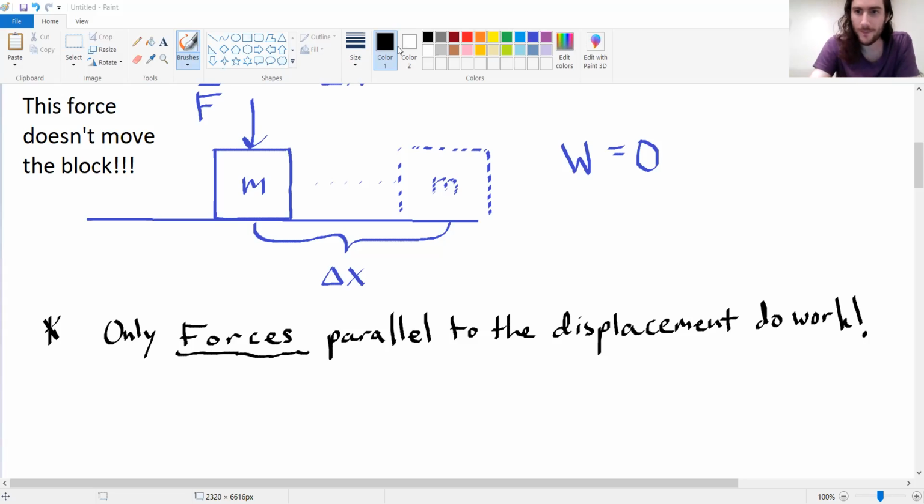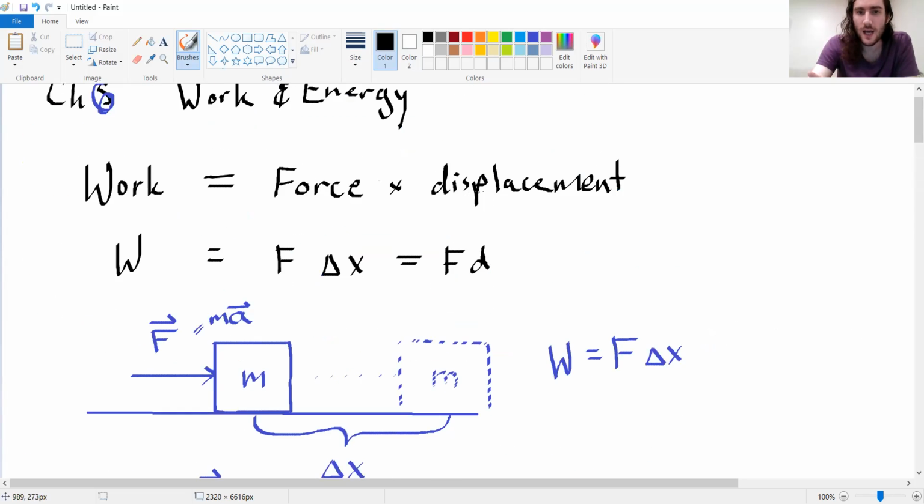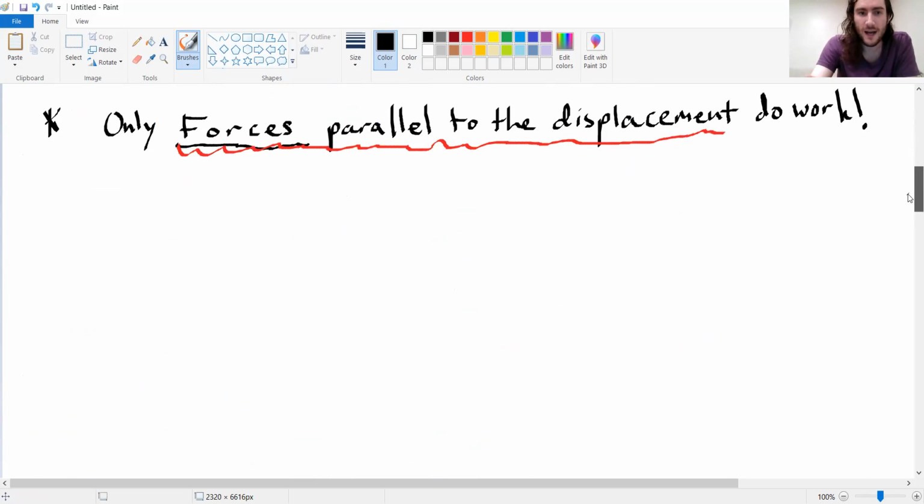Okay, good. So yeah, only forces which are parallel, and I probably should highlight this maybe together here. Forces that are parallel to the displacement, those are the only ones that do work. So we can improve our statement before about force times displacement by now writing it in the following form.